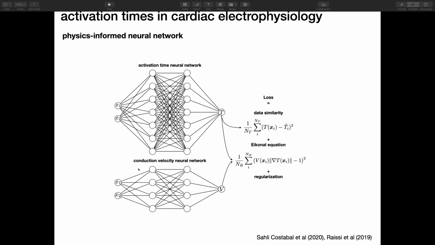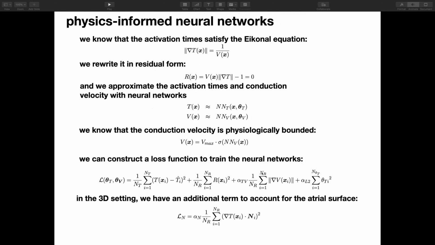But we also will create a neural network that predicts the conduction velocity depending on space. And to link these two, we will use a model which links the conduction velocity to the activation times, which in our case is the eikonal equation, which we know should be satisfied for this kind of traveling waves. And we also add some regularization terms.